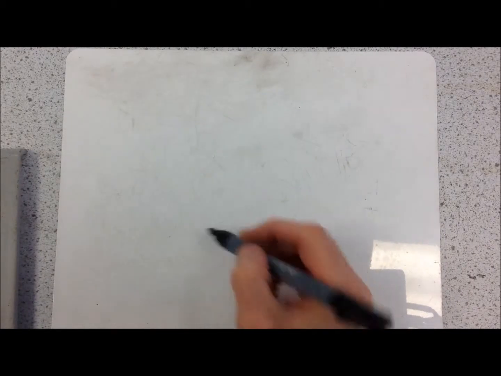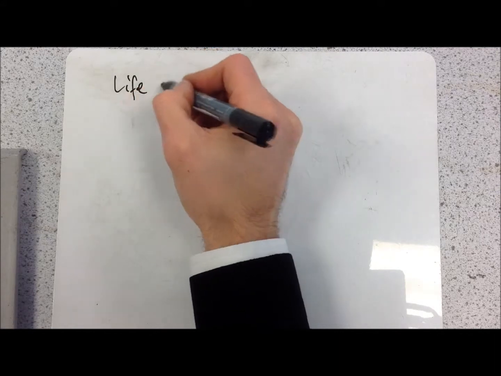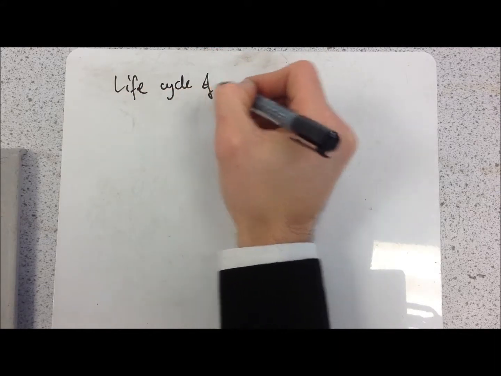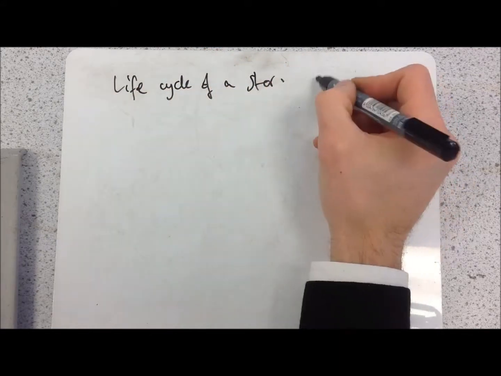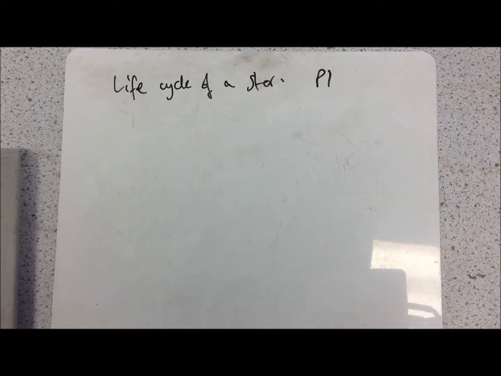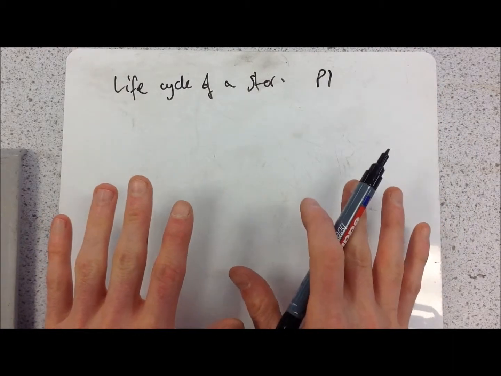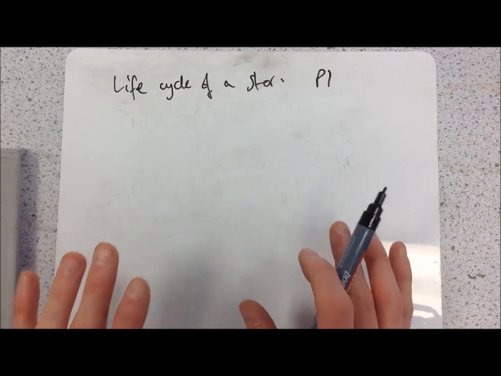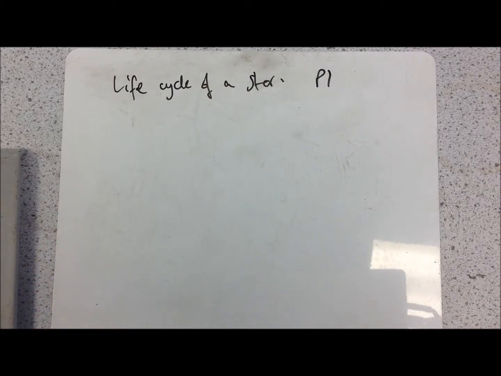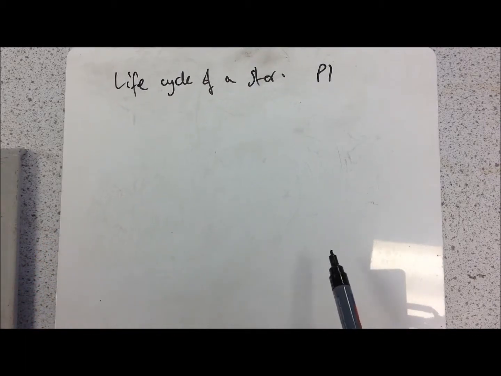Okay, in this video I'm going to talk about the life cycle of a star, which is found in unit P1. Anything I mention on this piece of paper is going to be foundation tier, and when I get the other piece of paper out, that's going to be the higher tier stuff.